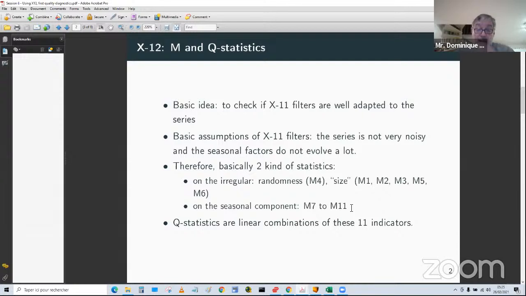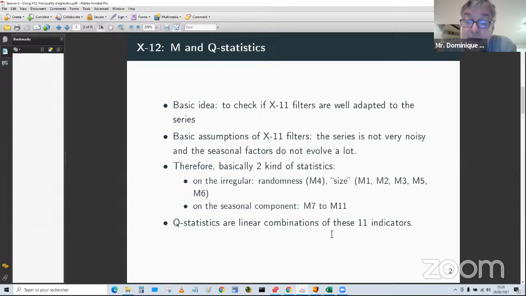You should have 11. Sorry, you have 11: 6 for the irregular and 5 for the seasonal component. I will explain them perhaps a bit later. And the Q statistics are in fact linear combinations of these 11 indicators.